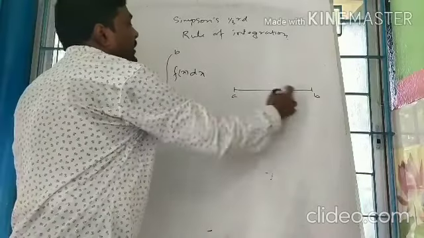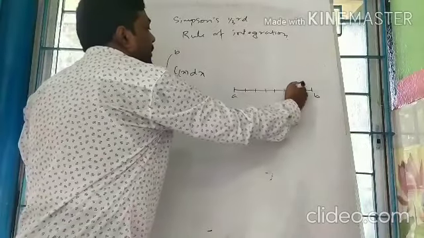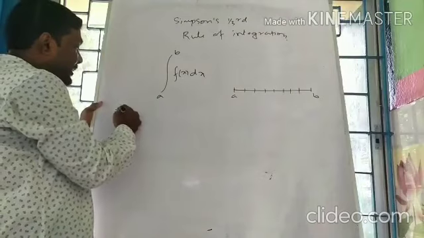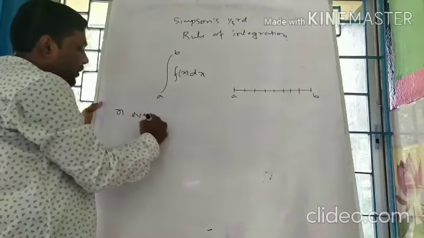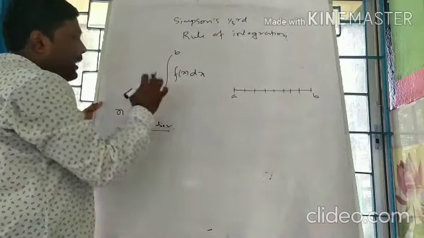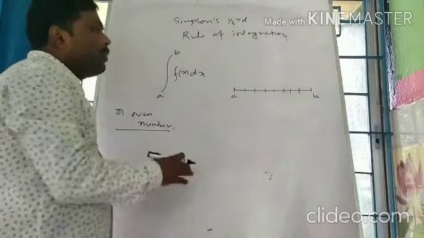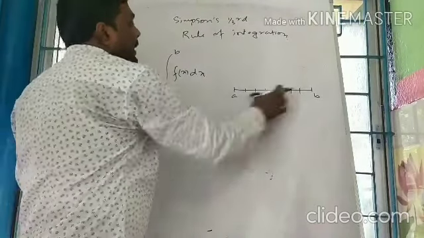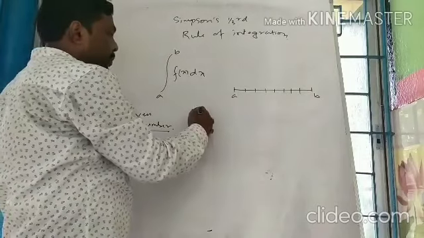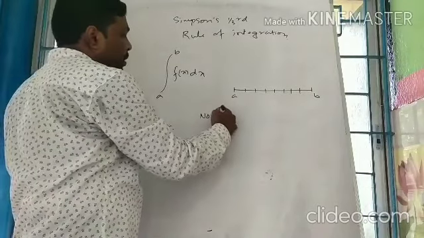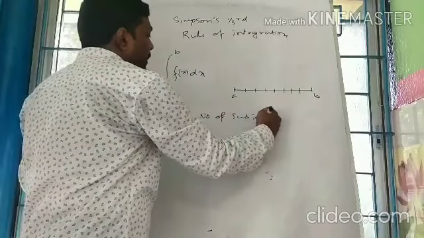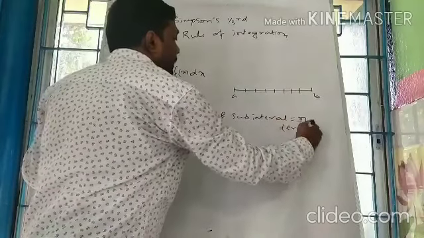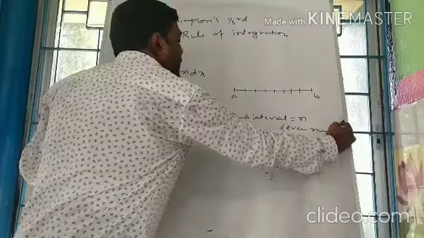Now first divide this interval [a, b] into n equal subintervals. So the number of subintervals is n, but n is an even number. For Simpson's one-third rule, n must be an even number. So we divide this interval [a, b] into n equal subintervals, where the number of subintervals equals n, an even number.